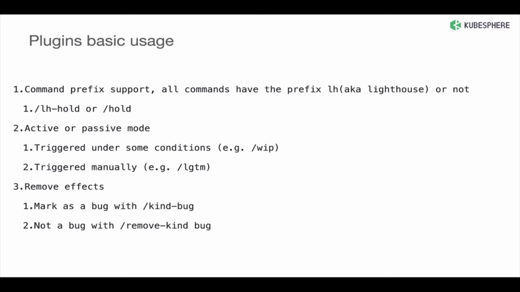Second, active or passive mode. Some plugins will be triggered by the user. Others will be triggered under some conditions. For example, if you have a pull request that has the WIP prefix, then the plugin will add a WIP label automatically.